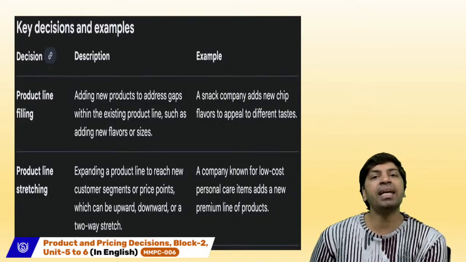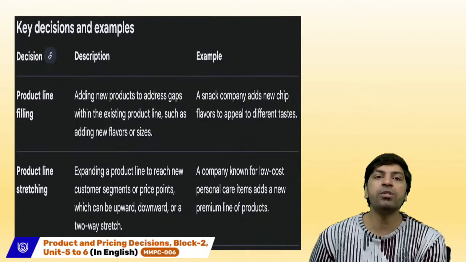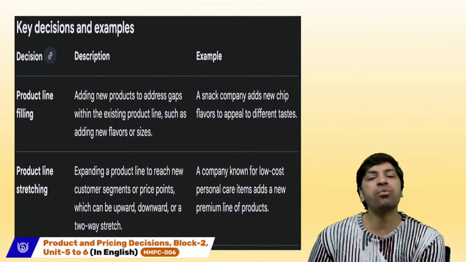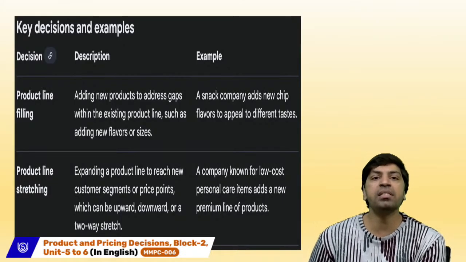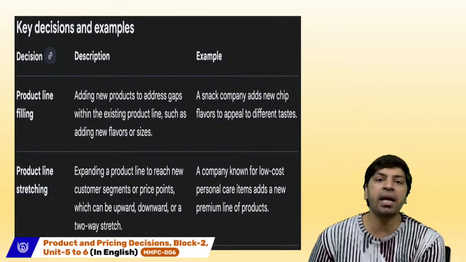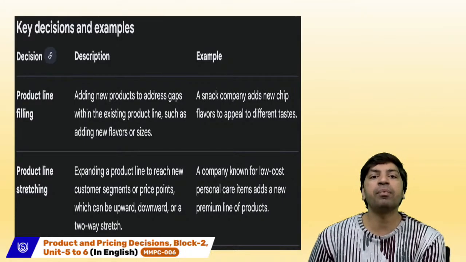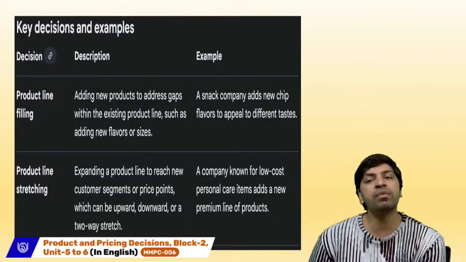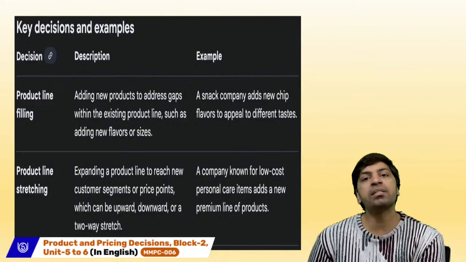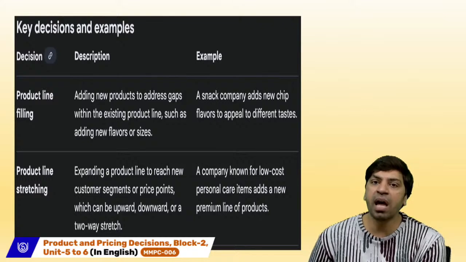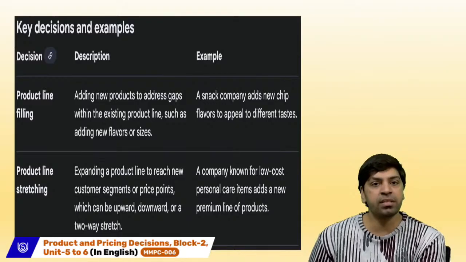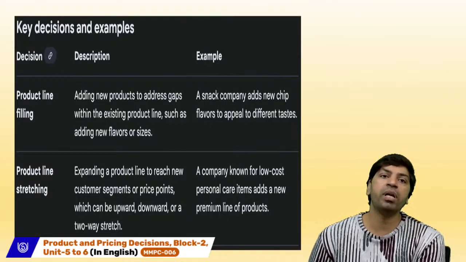So let's look at the key decisions and examples. The first one is product line filling. It's all about adding new products into the existing product line, and that's called product line filling. For example, a snack company adds a new chips flavor to its existing chips products, so that customers can enjoy different tastes. That's why it refers to product line filling.